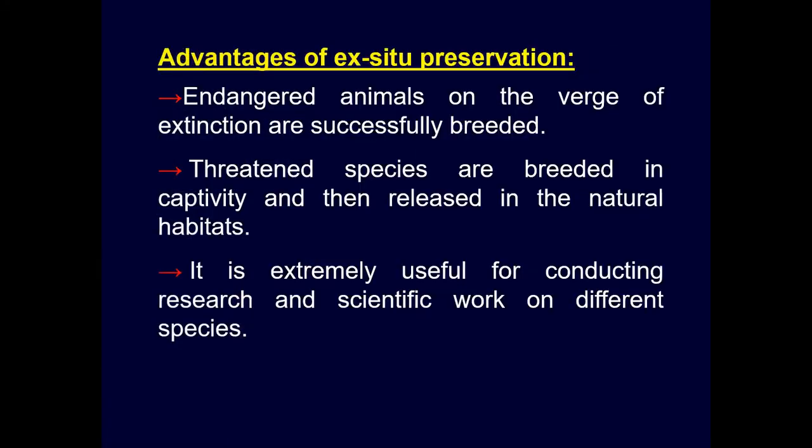Now we'll see the advantages of ex situ preservation. The endangered plants and animals are protected through this method. Whatever endangered plants or animals are present, or whichever are on the verge of extinction, can be successfully bred at a place, propagated and multiplied, and thus protected. Even threatened species are bred in captivity and then released into their natural habitats.